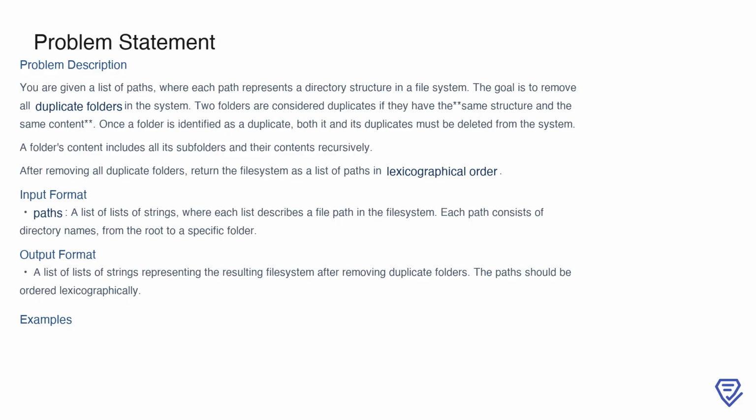Once all duplicates have been removed, the remaining file system needs to be returned as a list of paths, sorted in lexicographical order. The input consists of a list of paths, where each path is a sequence of strings representing directory names from the root to a specific folder. The output will also be a list of paths, formatted similarly, but without any duplicates. Let's dive into some examples to illustrate how this works.